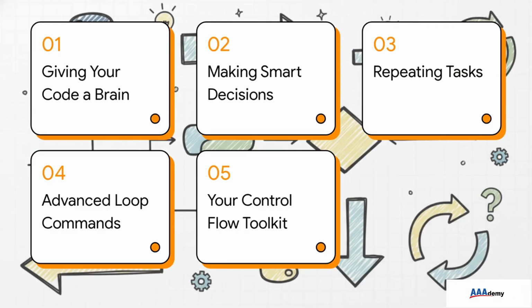Okay, so here's our game plan for building our robot's brain. First, we'll get the basics down, what control flow even is. Then we'll teach it how to make some smart decisions. After that, we'll make it super efficient with loops, fine-tune its behavior with some advanced commands, and then finally, we'll look at the complete toolkit you'll have ready to go.